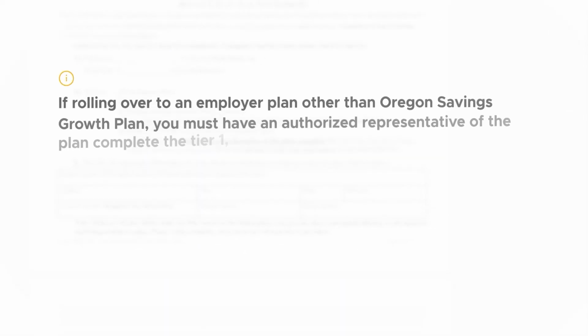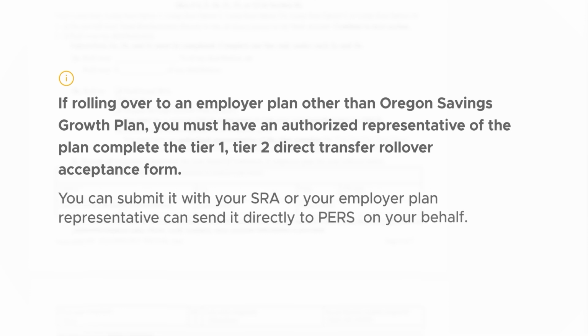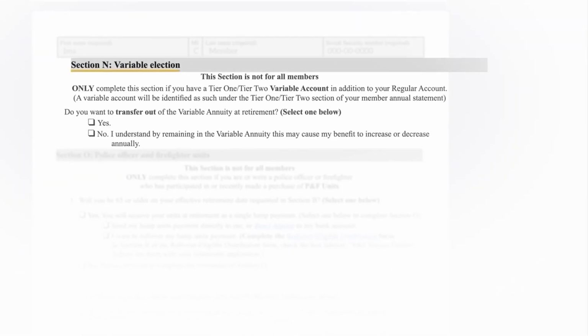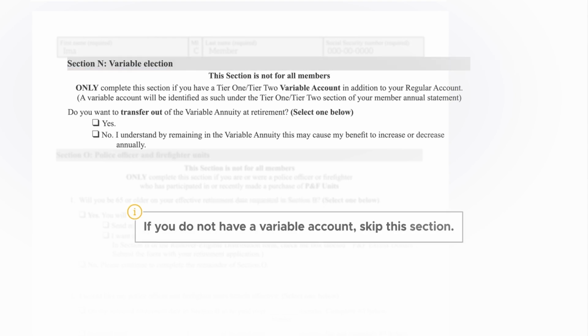If rolling over to an employer plan other than Oregon Savings Growth Plan, you must have an authorized representative of the plan complete the Tier 1, Tier 2 Direct Transfer Rollover Acceptance Form. You can submit it with your SRA, or your employer plan representative can send it directly to PERS on your behalf. Section N pertains to your variable account if you have one. If you do not have a variable account, skip this section.